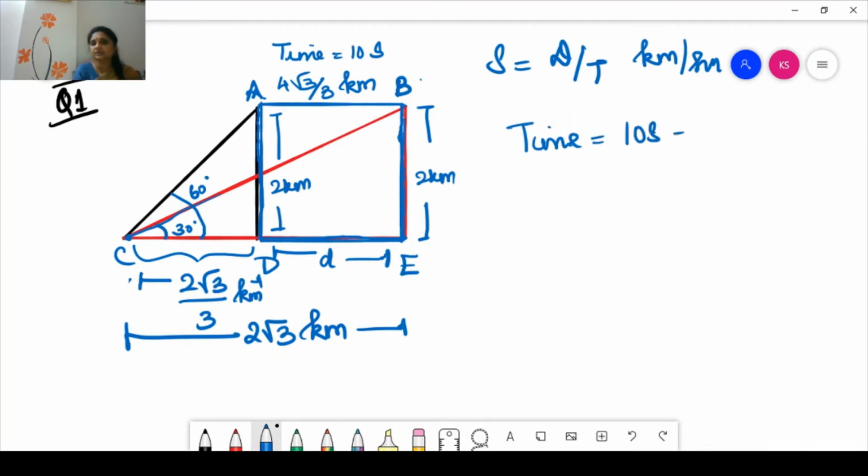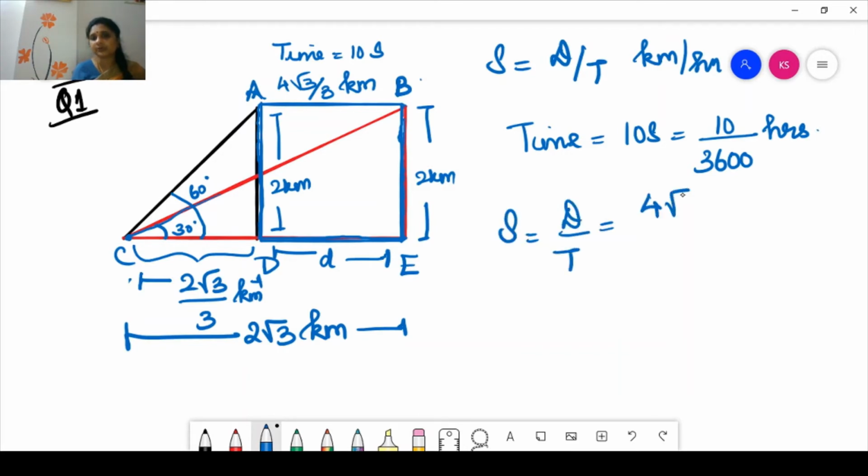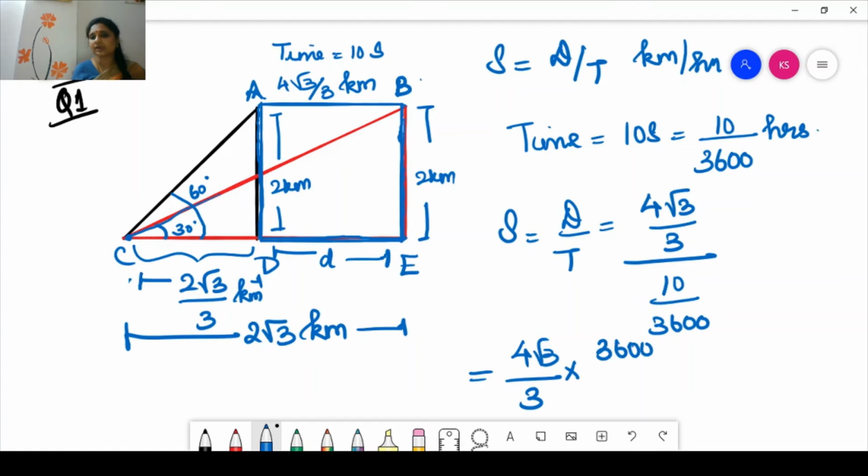So 10 seconds will be equal to 10 by 3600. Always when you have to convert seconds into hours, you have to divide it by 3600 because 1 hour contains 3600 seconds, right? So now my speed is going to be distance by time. My distance has been found out to be 4 root 3 by 3, by time, which is 10 by 3600. So I have a complex fraction. I'll multiply by the reciprocal of the denominator. So I have 3600 by 10. So this is 1200, 0 gets cancelled. So this is 480 root 3.